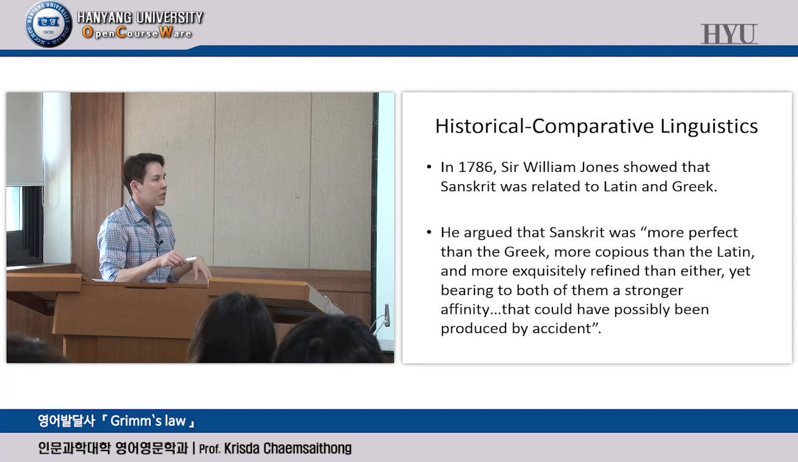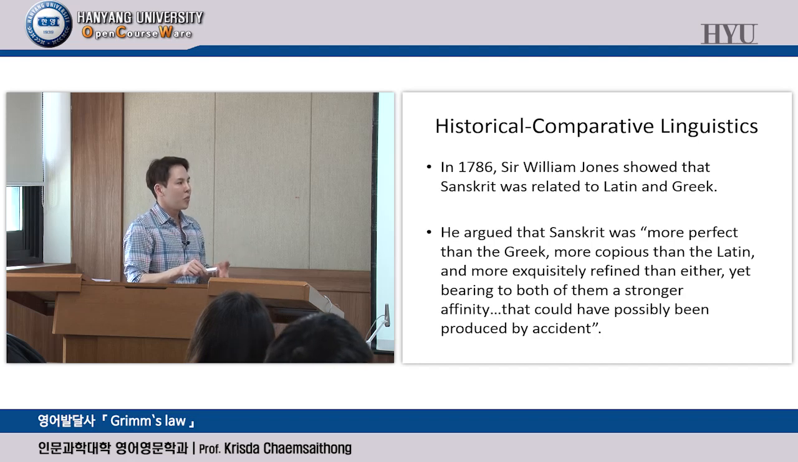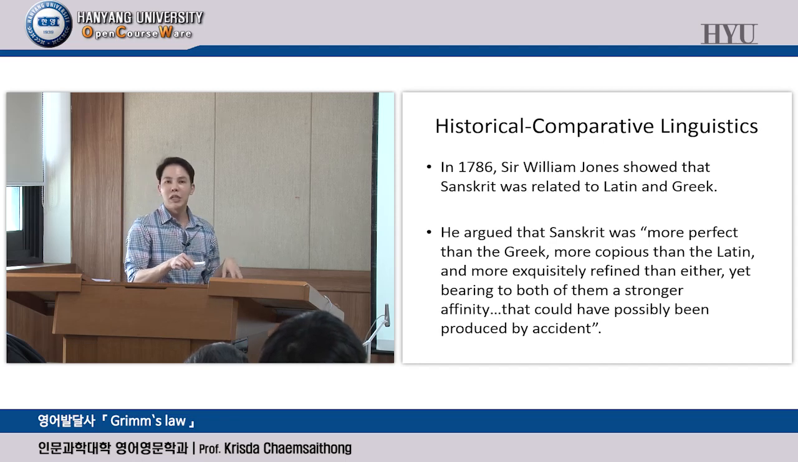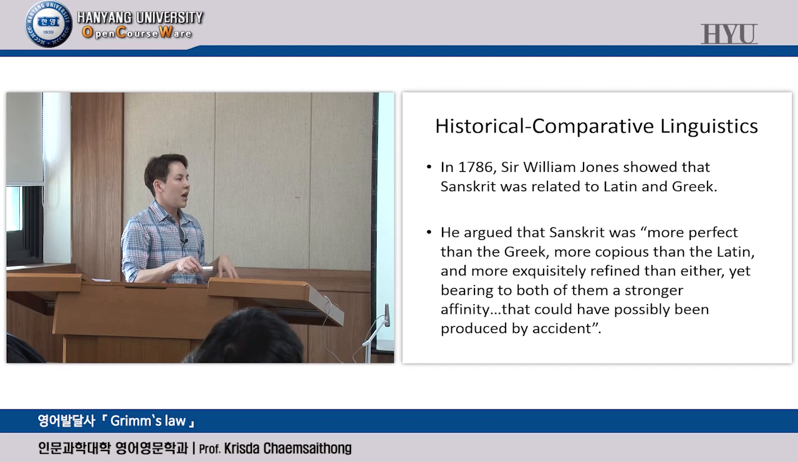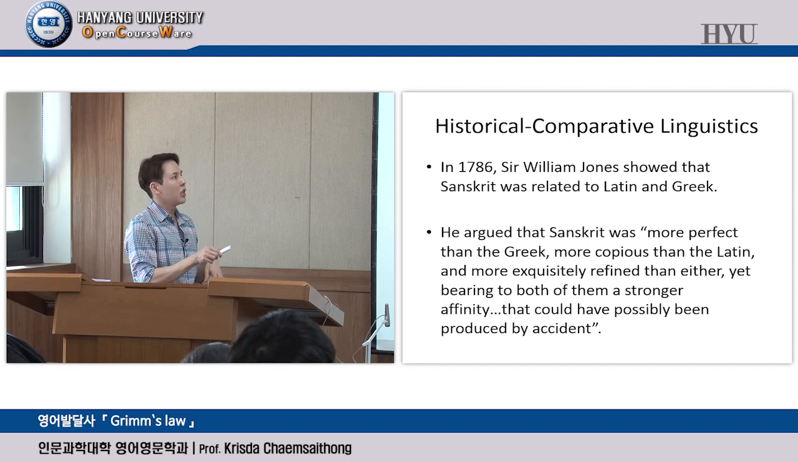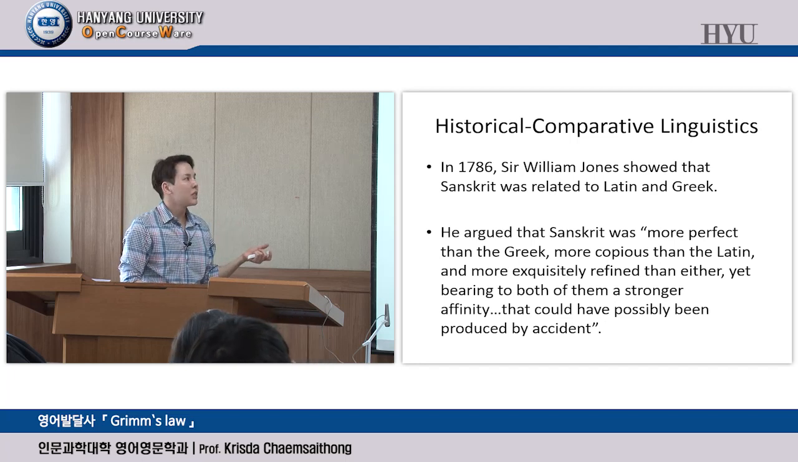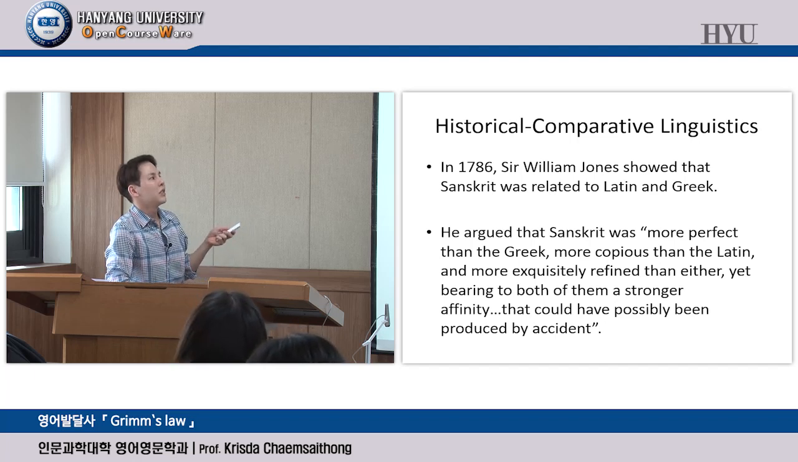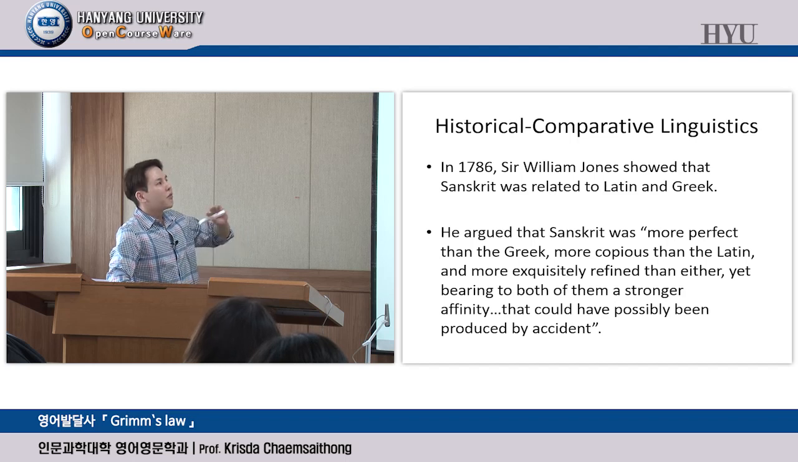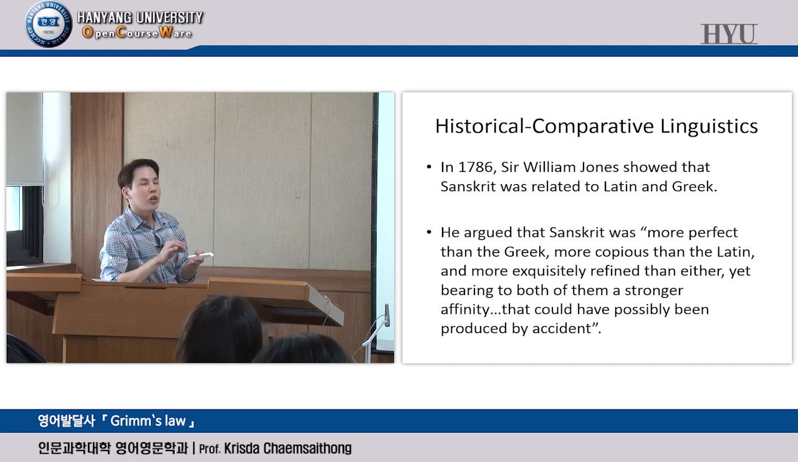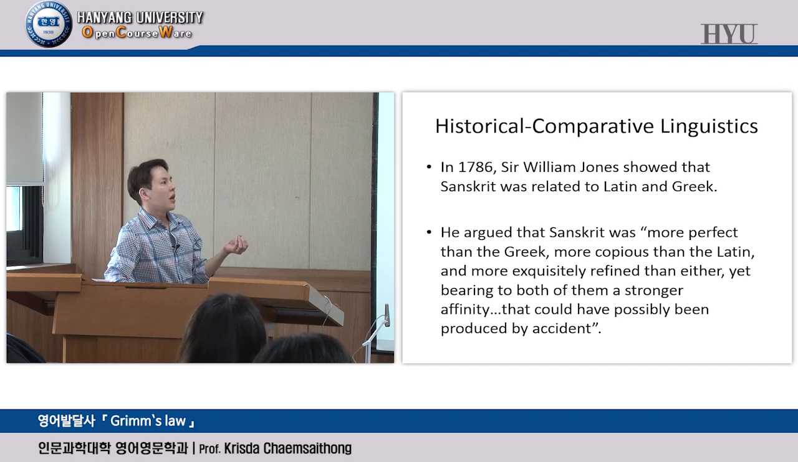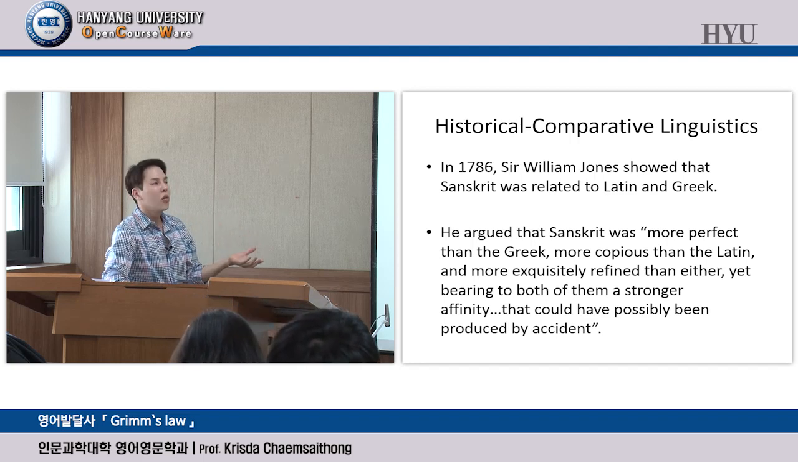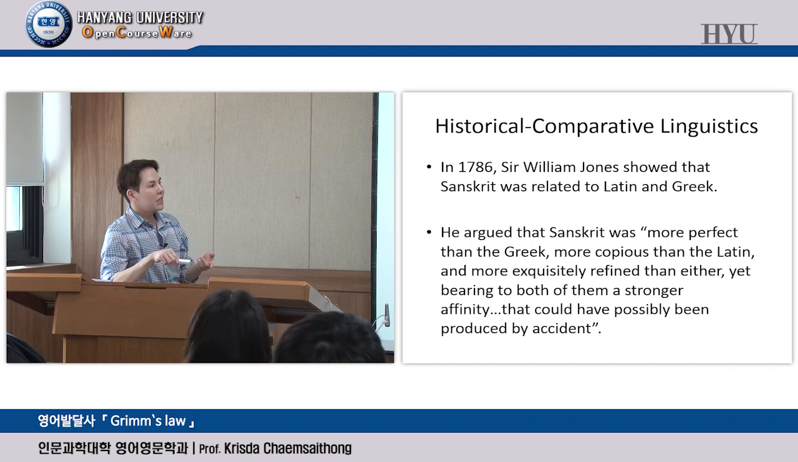But here, what did he say? He said that Sanskrit was more perfect, better, more copious, more refined, purer, and so on. So there are some wrong assumptions here, but what is good is that they bear a stronger affinity, meaning they are close to each other. So he noticed similarities between an Eastern language and Western languages like Latin and Greek. This is actually the beginning of modern linguistics. Before this, even though there were people who studied grammar and word usage, those people were more literary scholars, like Plato, Socrates, Aristotle, for rhetoric or for literature. But this is the beginning of modern linguistics.